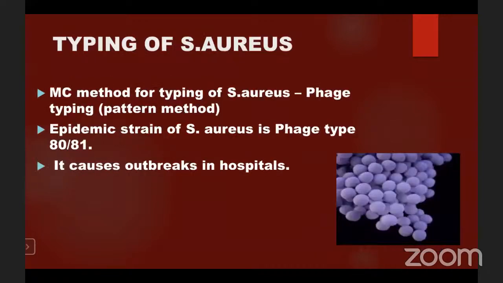Next one is the typing of Staphylococcus aureus. Most common method of typing Staphylococcus aureus is phage typing, which is a pattern method. Epidemic strain of Staphylococcus aureus is phage type 80/81. It causes outbreaks in hospitals.